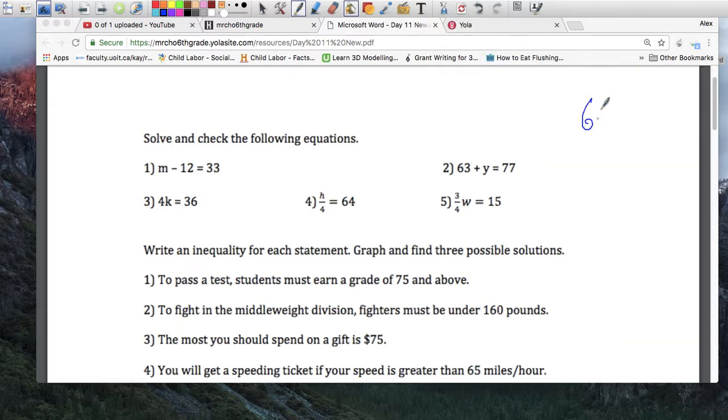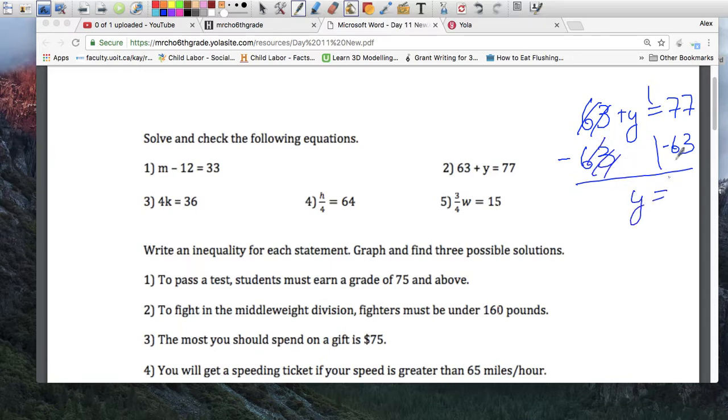2. 63 plus y equals 77. Again, I'm going to split this in half. 63 here is positive. The inverse operation of addition is subtraction. I'm going to do minus 63 here, and I'm going to minus 63 over here. These two equal 0. y comes down. And 77 minus 63 is, let's see, 14.